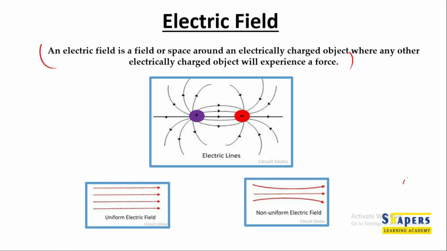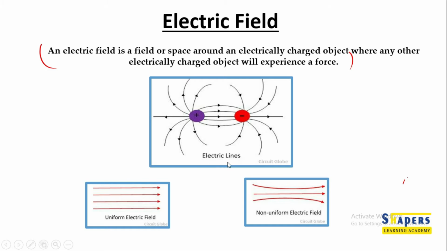Electrical field. An electrical field is a field, or a space, around an electrically charged object where any other electrically charged object will experience a force. In simple words, an electrical field is an area where an ion experiences a charge. So when a proton and an electron experience a force, it means that they are existing inside an electrical field.